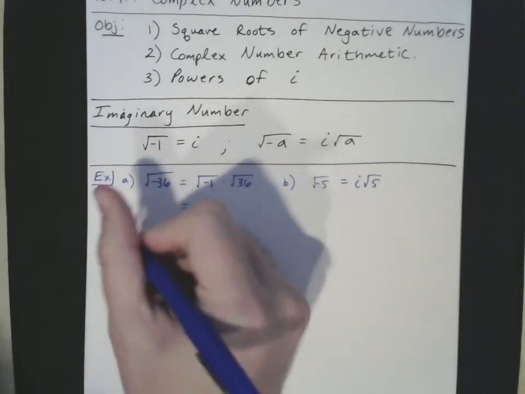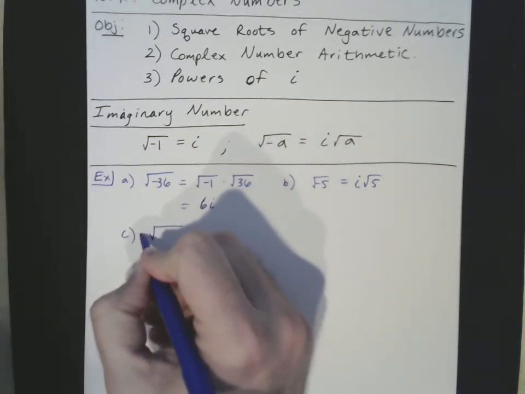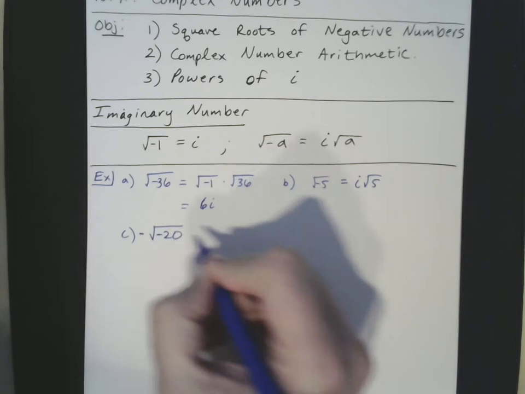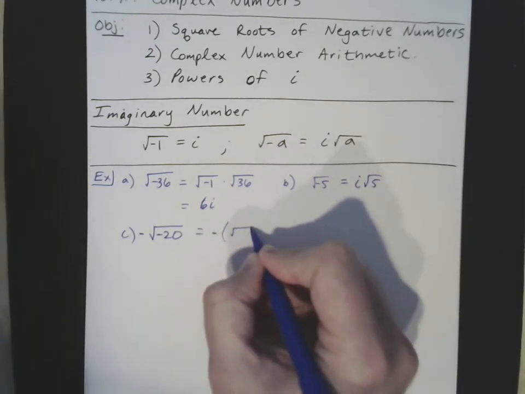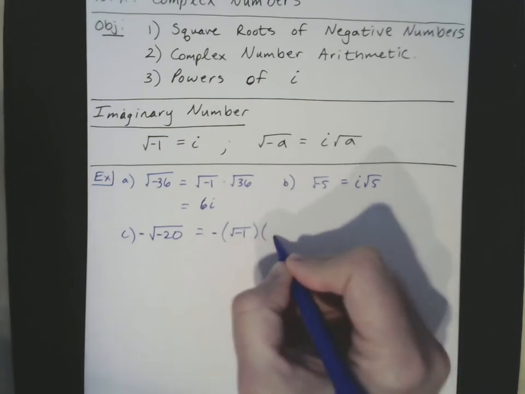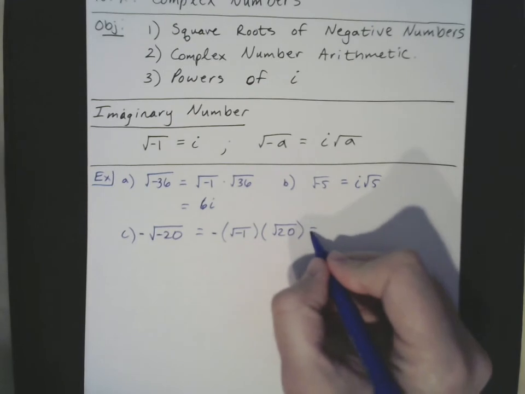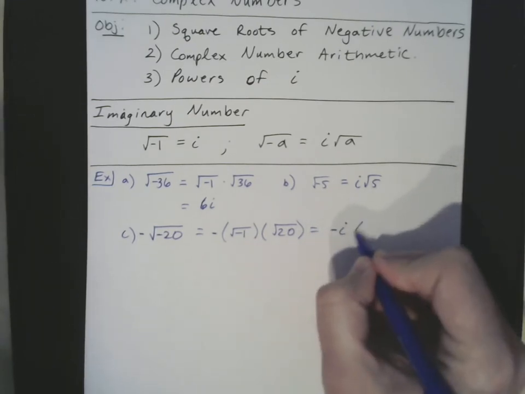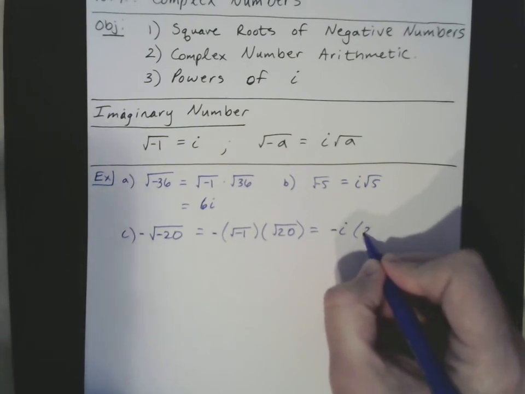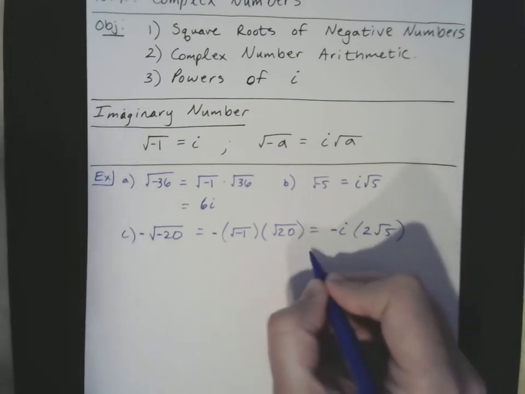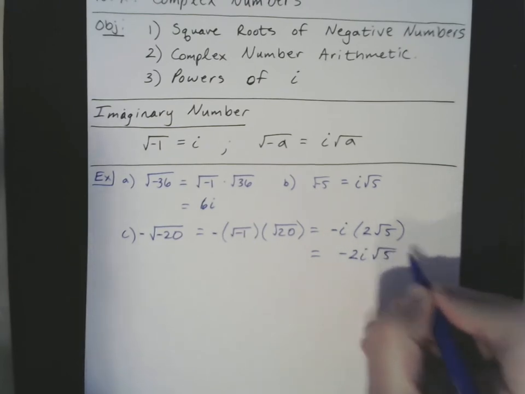Let's do one more here. Let's do the negative square root of negative 20. So this is negative times the square root of negative 1 times the square root of 20. So this becomes negative i times, we can split square root of 20 into 4 times 5, so 2 square roots of 5. And this becomes negative 2i square root of 5.